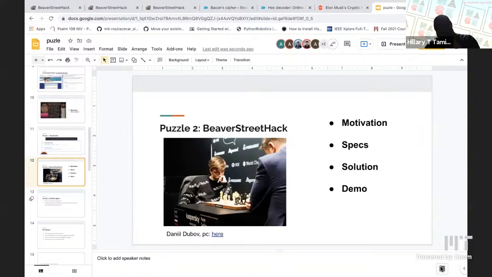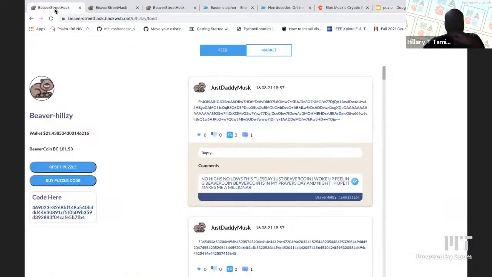And here's a highlight of what I'm gonna go through. I'm gonna go through the motivation behind the puzzle, and maybe inside the demo, show you some specs of the puzzle and the potential solution to the puzzle. I'm not gonna solve the entire puzzle because it's pretty tedious as well. But I'm just gonna show you an algorithmic way of thinking about it. But yeah, the puzzle is called Beaver Street Hack.